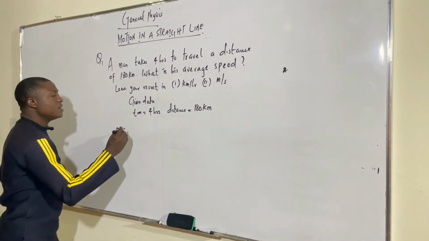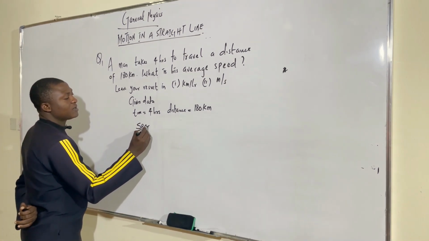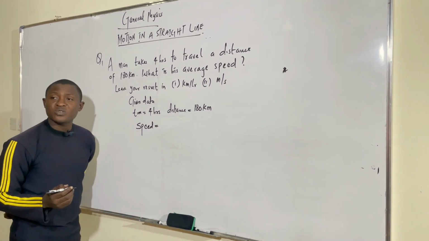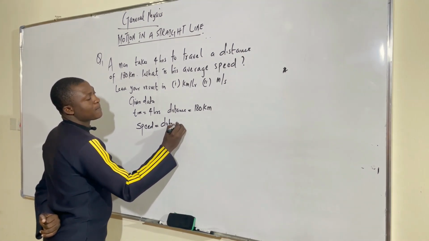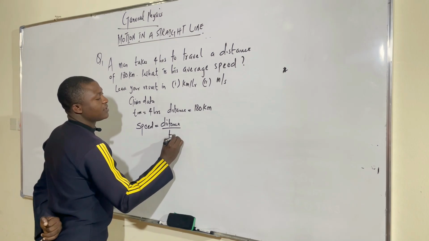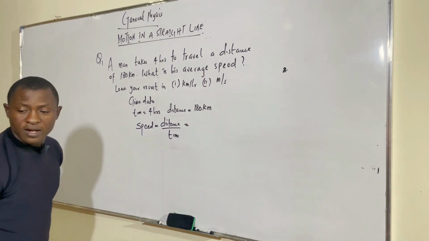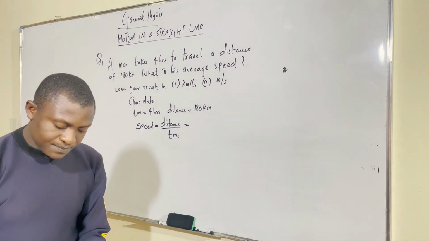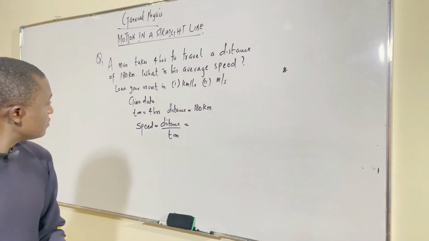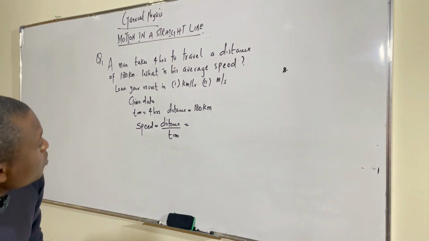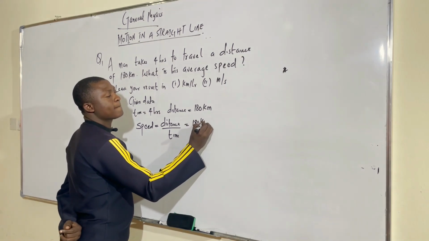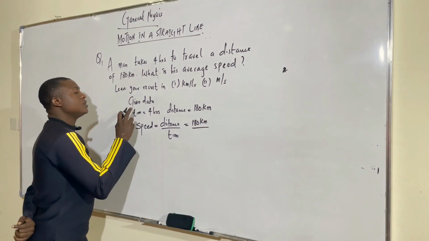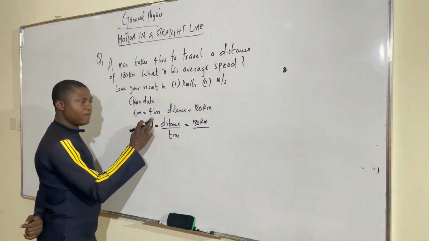Normally we know that the speed, what is the formula for speed that we derived earlier? Speed is equal to what? Yeah, speed is equal to distance all over time. So from the data given, we have our distance. So what do we have for distance? We have distance to be 180 kilometer divided by, we have the time to be 4 hours.